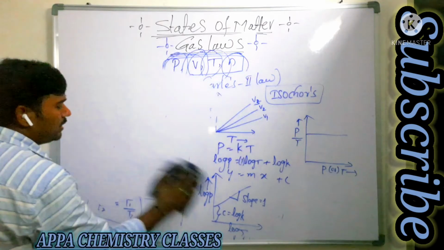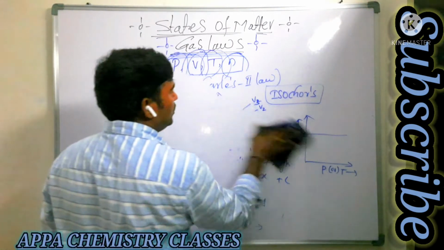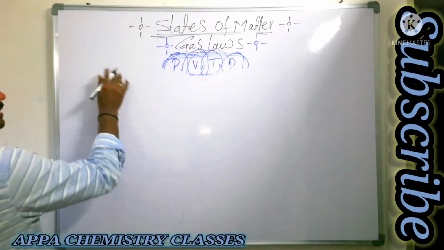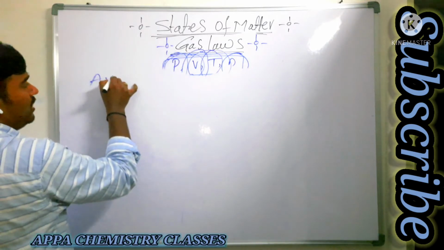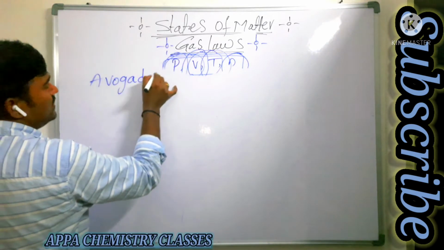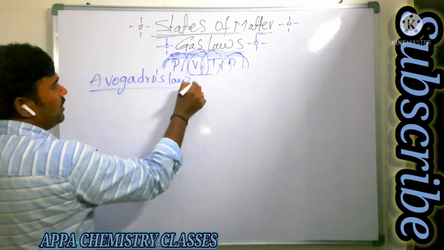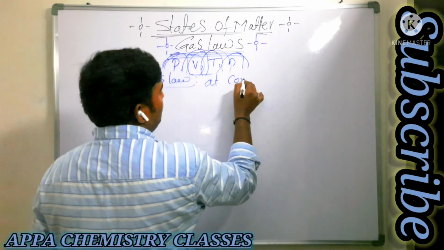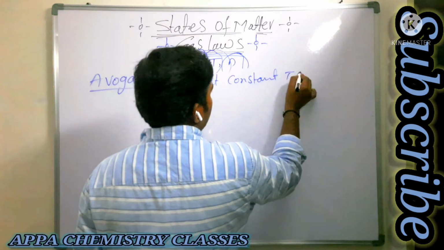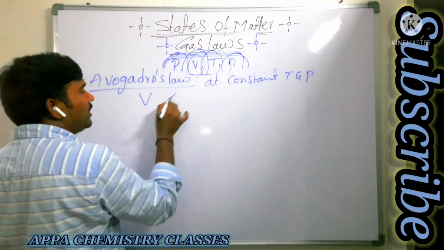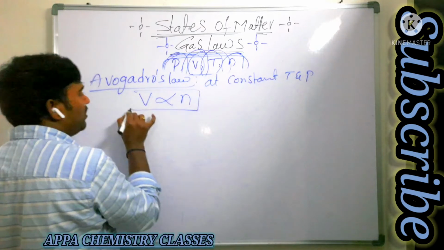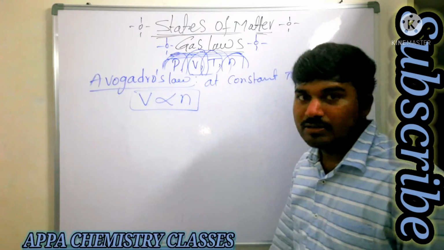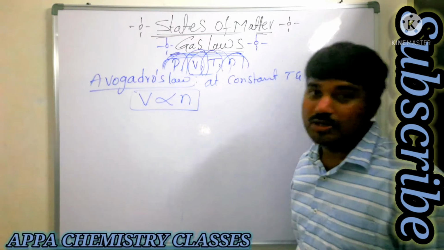Next we are going to see the fourth gas law, which is a very important one. You can take it as Avogadro's law. What is Avogadro's law? At constant temperature and pressure, the volume of a given mass of a gas is directly proportional to the number of molecules or number of moles.